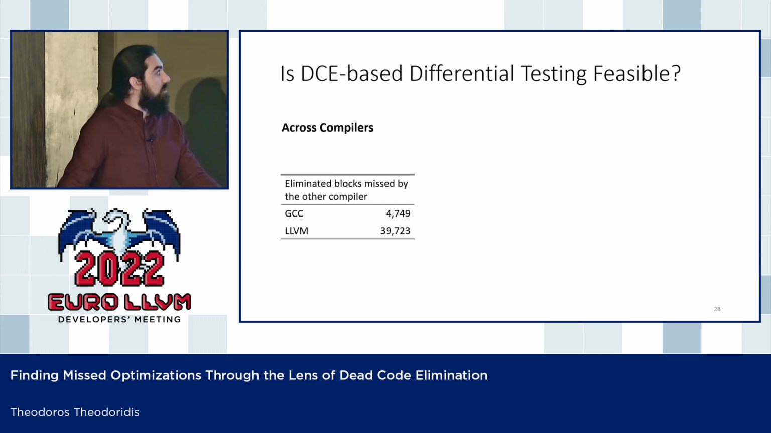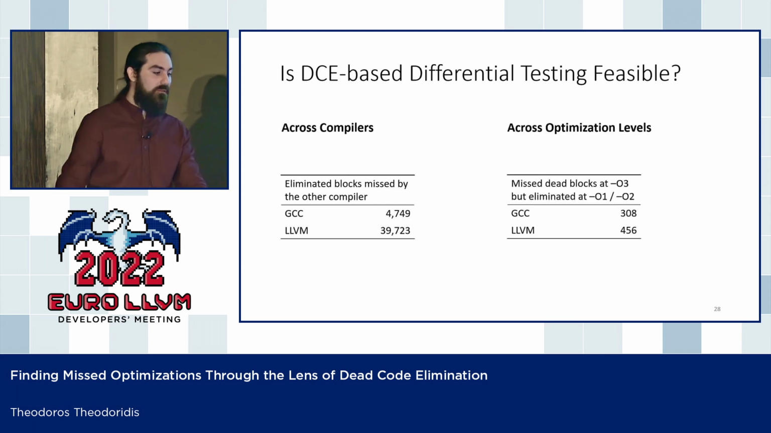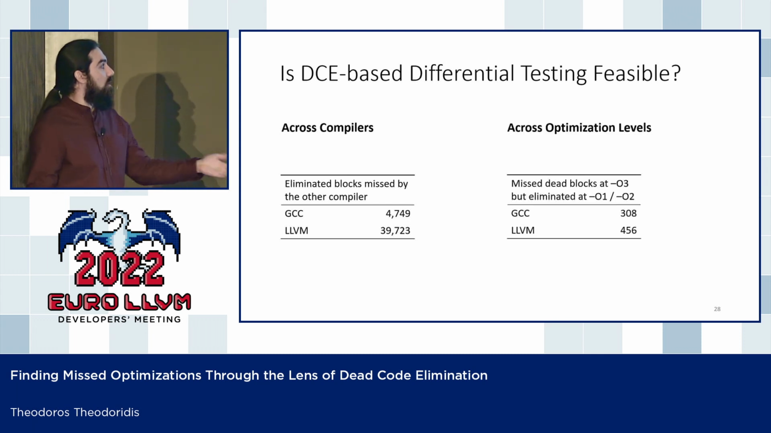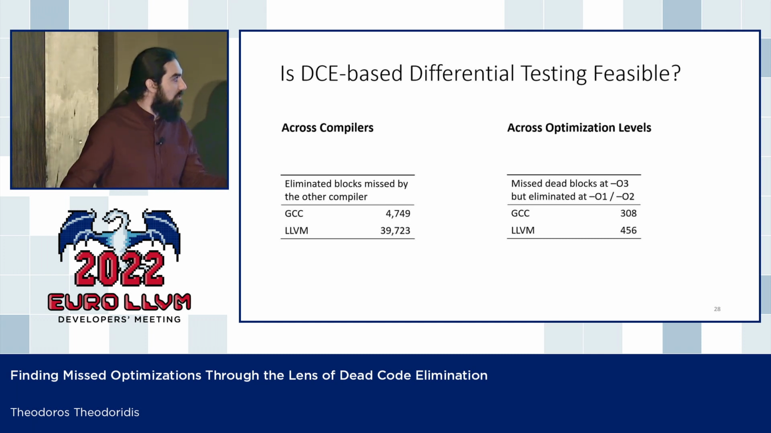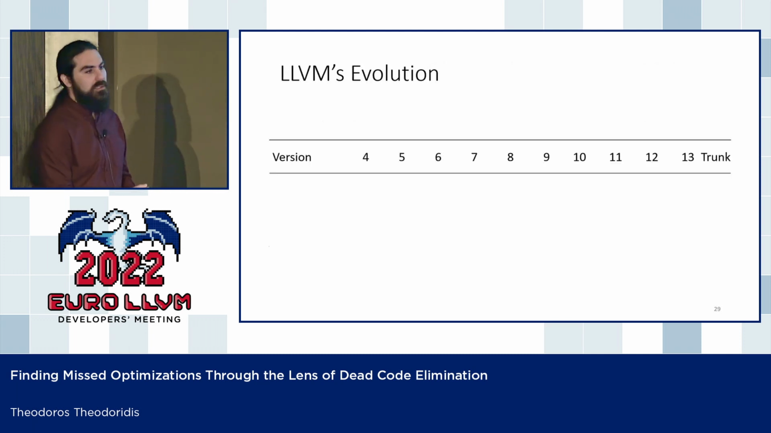But we can also do this with a single compiler by testing different optimization levels. So we have a number of cases where O1 or O2 can eliminate something that O3 fails to do so. And this shows that we can use the lower optimization levels to find what we need to teach to the higher ones. But the other question we can also ask is, how well are compilers evolving?